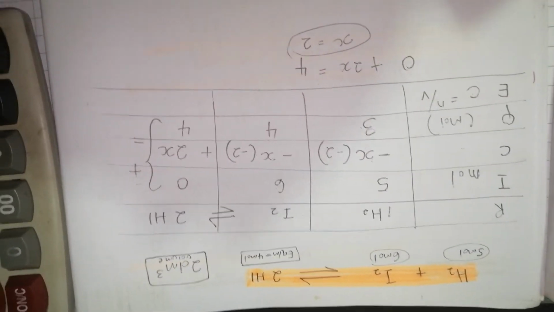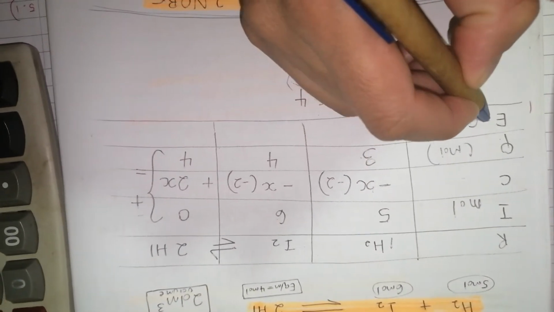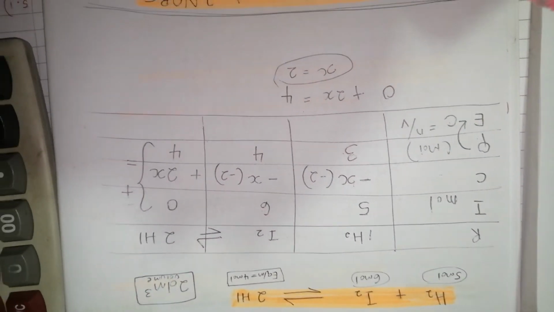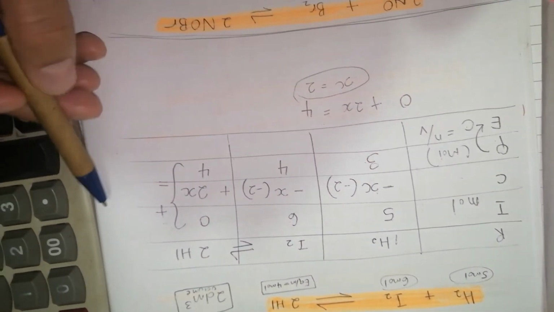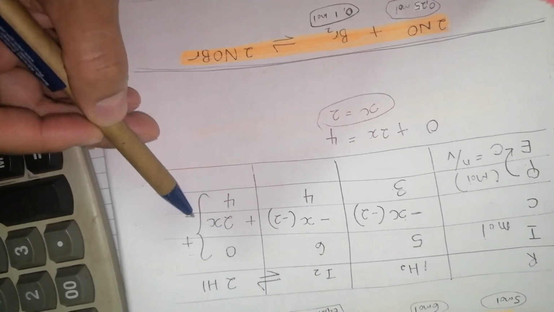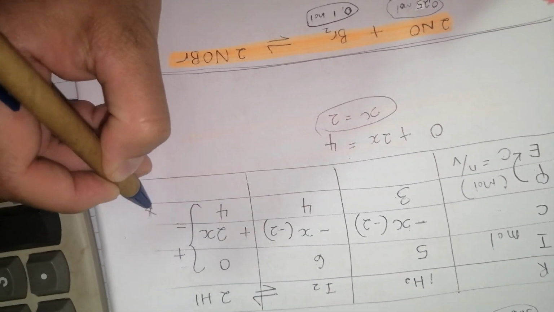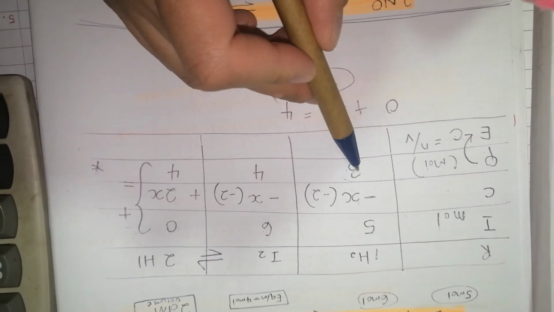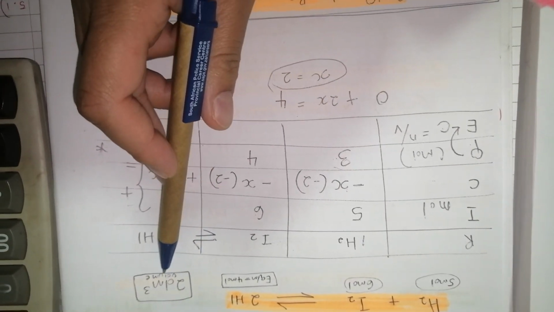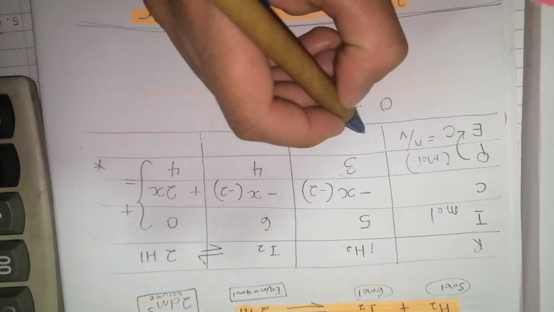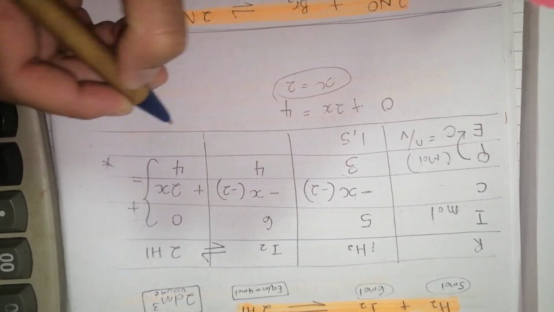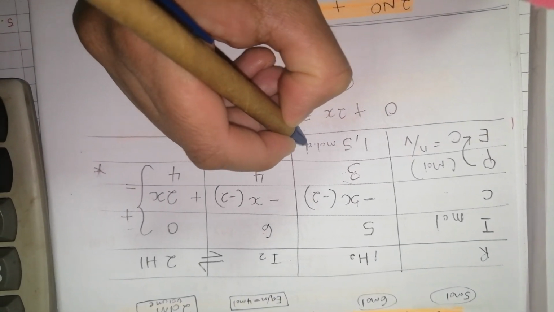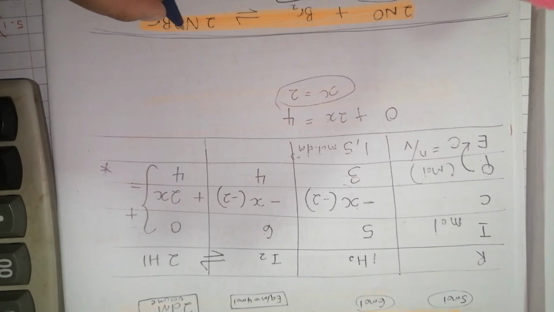Now, when we are working out E, remember E comes from Q. So whatever moles you have at Q is what you're going to use to work out E. So we're not going to use initial, we're not going to use change, we are going to use this third row, which is Q. So we're going to start with H2. H2 you have 3. You're going to divide it by the volume, which is 2. So 3 divided by 2 will give you 1.5. And this obviously is concentration, so the units will be moles per decimeter cubed.